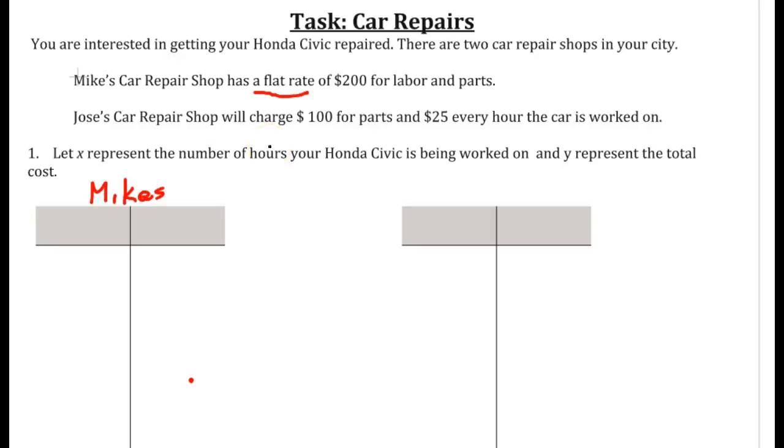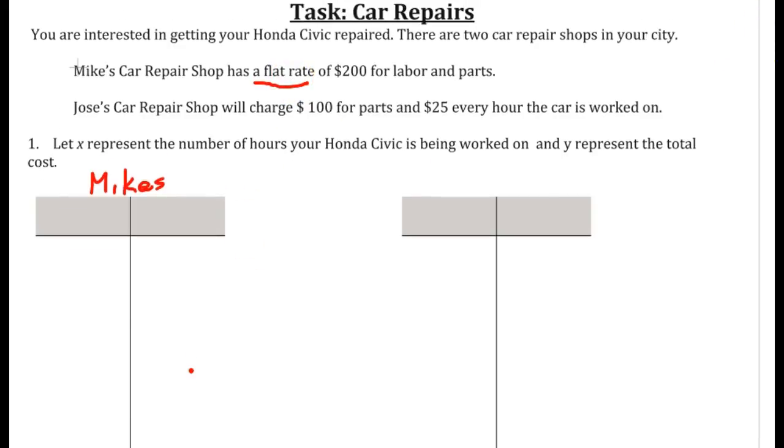And now, what does a flat rate mean? Okay, so no matter what, it doesn't go higher or lower. So if it takes them 5 minutes to fix it, it costs $200. If it takes them 5 hours to fix it, it costs $200. So that's what a flat rate means. It doesn't go higher, it doesn't go lower. It stays at a flat rate. Okay? So flat means does not go up or down.